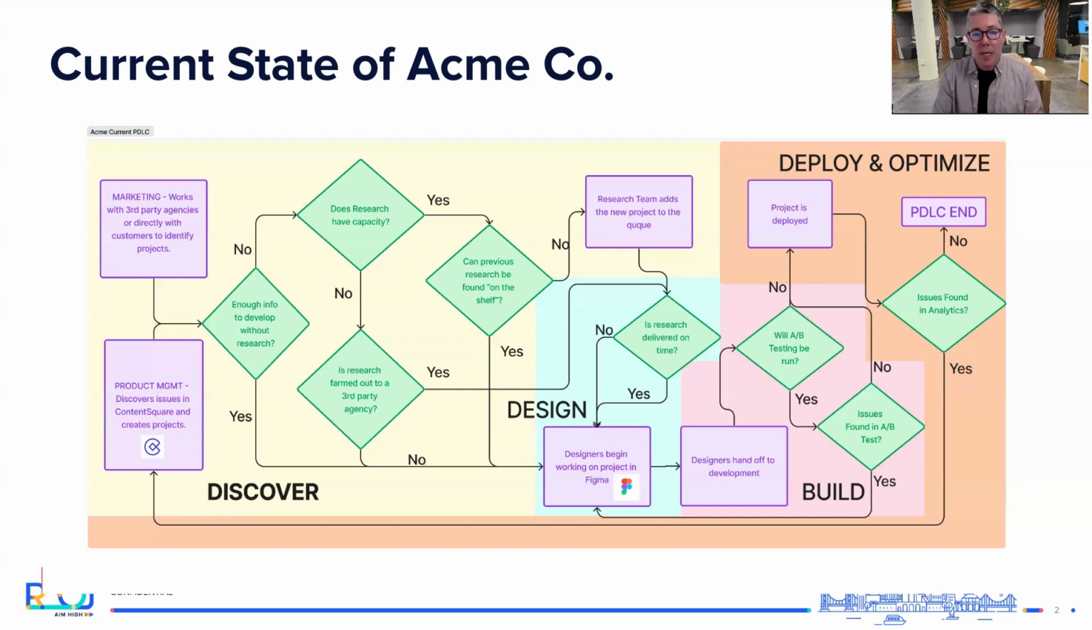And in this case, you can see we've even placed in here the fact that Content Square is being used by the product management team, Figma is being used by the design team, and all of the decision trees that are in place when it comes to moving the project forward in the life cycle.